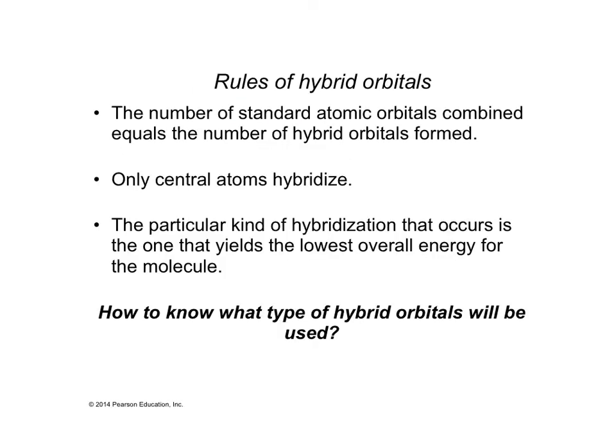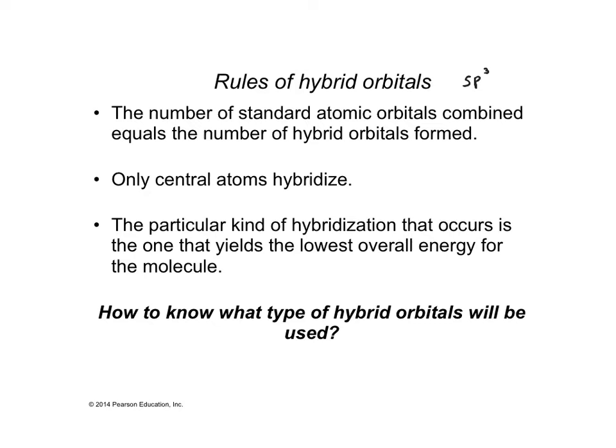Okay, so that's just the basic introduction behind hybridization in terms of valence bond theory. We've only gone over the formation of sp3 hybrid orbitals, but there are going to be other types of hybrid orbitals that form. Regardless of the type of hybrid orbitals, there are a couple of rules we have to follow. The first one is important: the number of orbitals that you bring in to hybridize has to equal the number of orbitals that you get out, right?